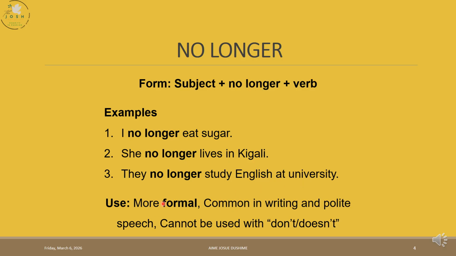We use no longer, it's more formal and common in writing and polite speeches. And when we use no longer, it can't be used with don't and doesn't. What does that mean? It implies that no longer is used in positive sentences, but with a negative meaning.